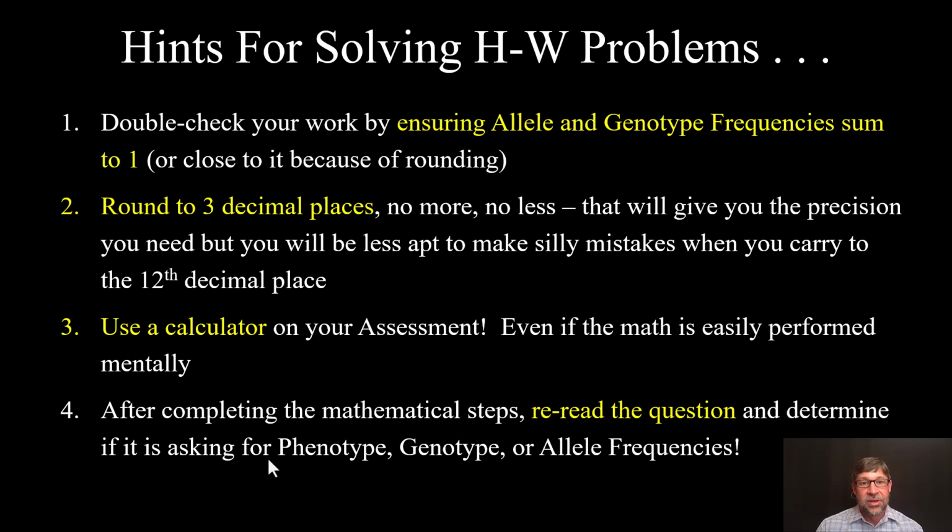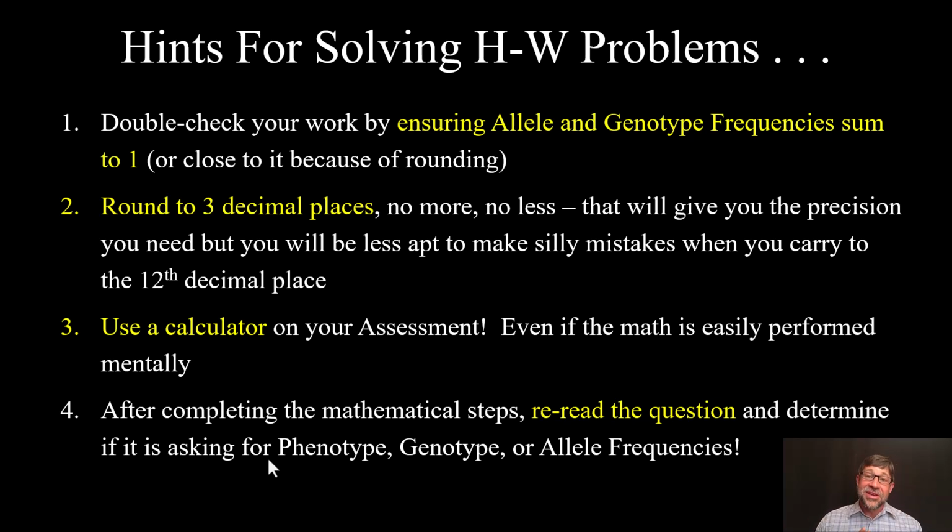That's cool. Second hint, I would recommend rounding to 3 decimal places. No more, no less. I've been doing this a long time. 3 decimal places is going to give you enough precision so that you're not going to arrive at a weird answer. But with only 3 decimal places punching into your calculator, you're much less likely to make silly mistakes. When students are punching in like 12 decimal places, that's when they tend to make a mistake.